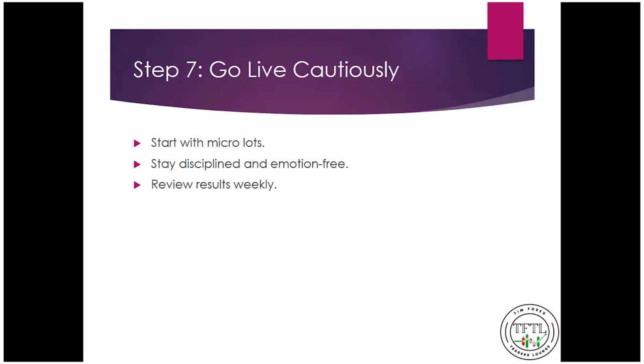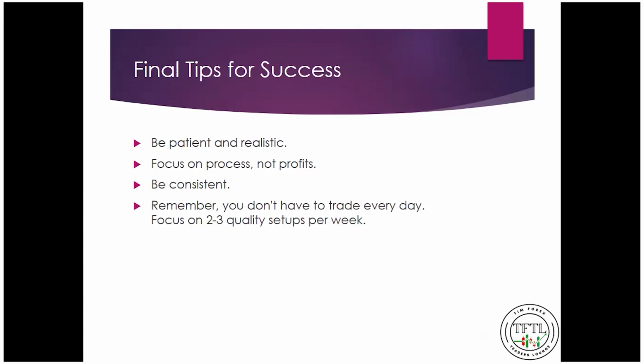So then you need to stay disciplined and emotion free. All right, you need to stay disciplined and emotion free when you're trading. And the key thing again is to be able to review your results weekly. Remember, here we are trying to compound the results weekly. So, final tips for being successful: be patient and realistic. Targeting 75 pips in a week is quite realistic. Focus on the process and not the profits.